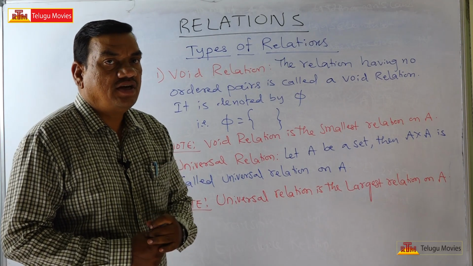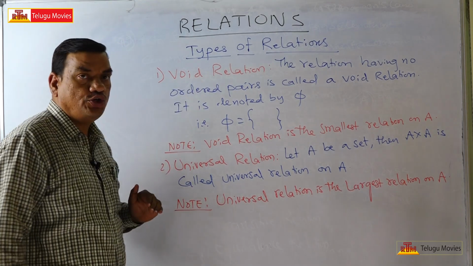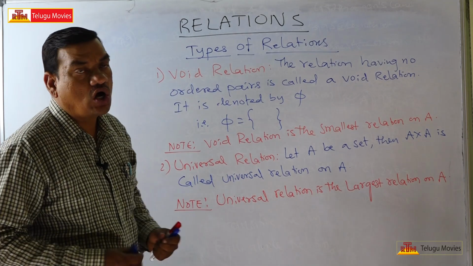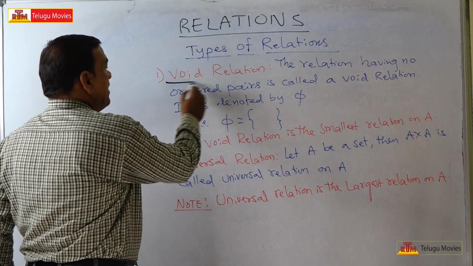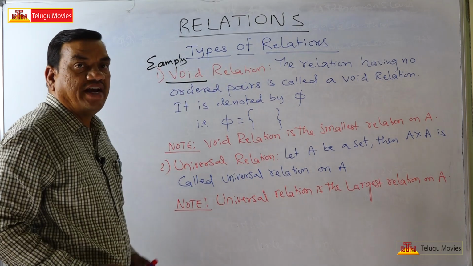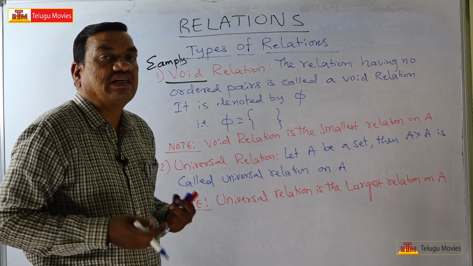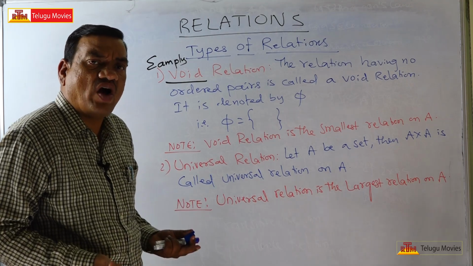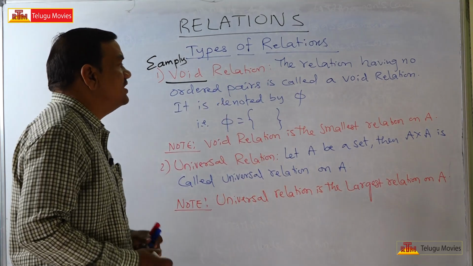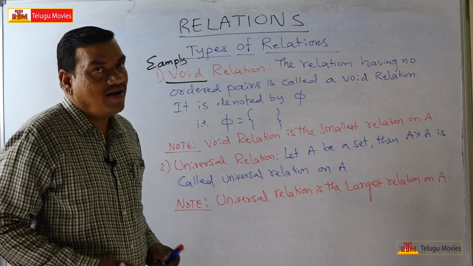Dear students, let us discuss what is a void relation and a universal relation. The void relation is also known as the empty relation. Just as in set theory we know what a void set is, a set containing no elements, this is also a void relation. A relation having no ordered pairs is called a void relation. It is denoted by the null set.